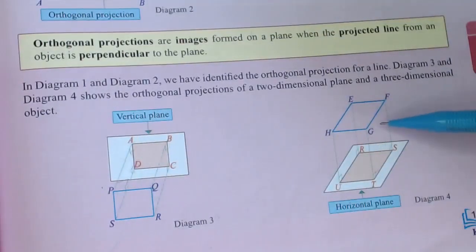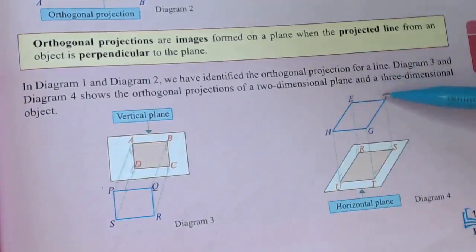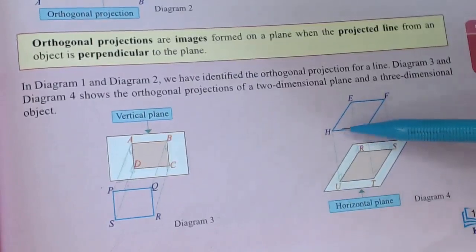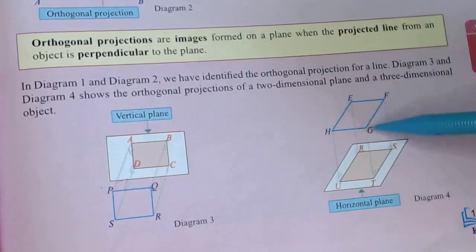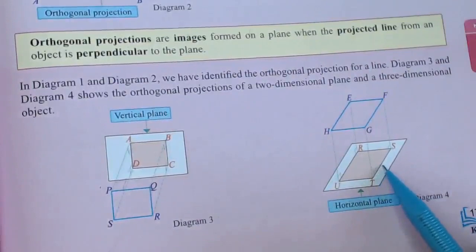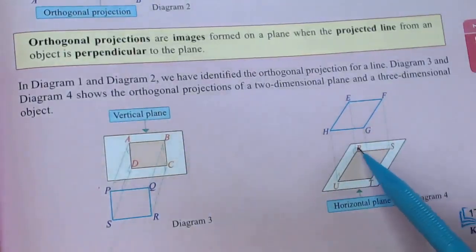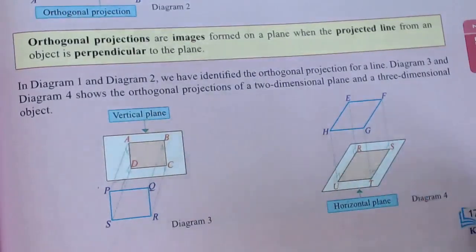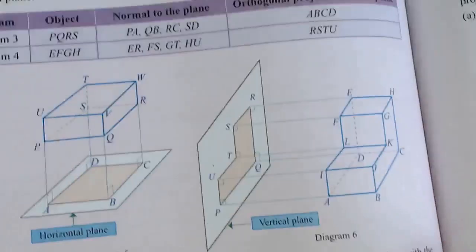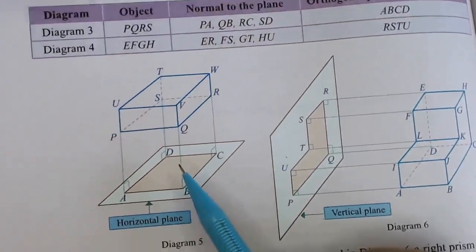Okay, take a look at the next example. Here we have object EFGH, and we construct a line from the object to the plane, in which the line and the plane are perpendicular, as you can see the symbol of 90 degree there. Okay, can you see the small tiny one there? So that is the idea of what orthogonal projection is. Soon you're going to create one yourself, an orthogonal projection. Okay.